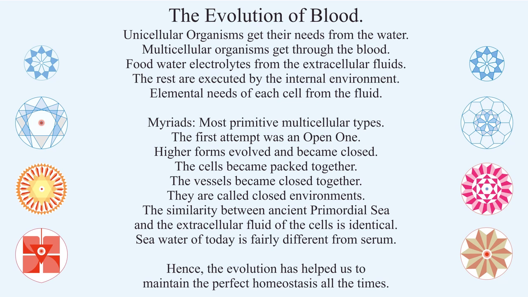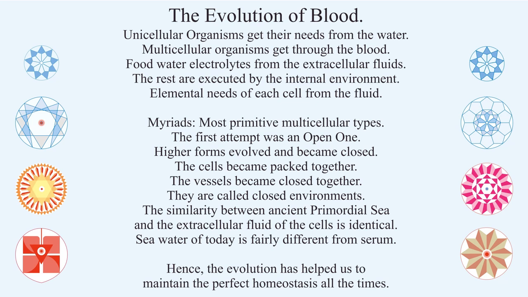The elemental needs of each cell from the fluid is what started as the prime function of the evolution of blood. But as things improved with time, in the most primitive multicellular types, the first attempt was an open one. You had the cell right in the middle, and from the water they could take in what they needed and be done with it. Then higher forms started evolving and became closed ones. Cells became more packaged together, vessels became closer together. They are now called a closed environment.